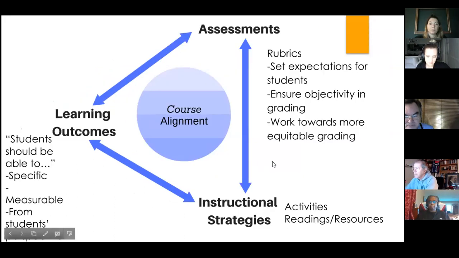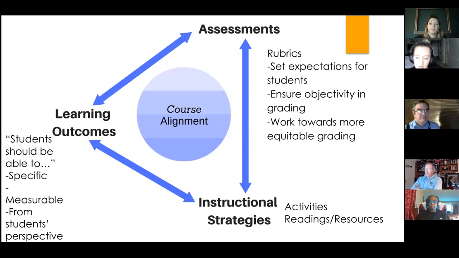All right, so these are kind of the terms that you will often see with the alignment part. So learning outcomes. So students should be able to, we talked about these specific, measurable from the student's perspective yesterday. We looked at them through SMART, which I think is really nice, specific, measurable, achievable, relevant, and time-bound. Assessments. So again, thinking about assessments and how can we make this really clear for our students.